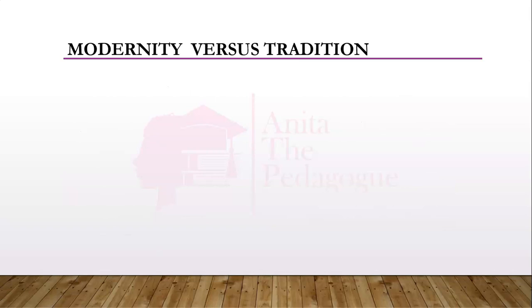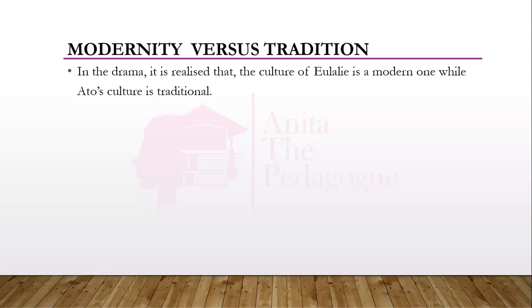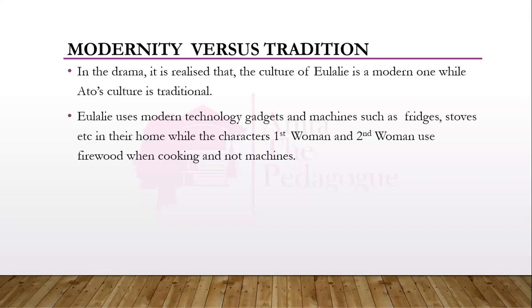This is the theme modernity versus tradition. Now, in the drama, it is realized that the culture of Olele is a modern one, while Atu's culture is traditional. Now we see this when Olele uses technology, gadgets, and machines such as fridges and stoves in their home. But then if we juxtapose this with first woman and second woman, they use firewood while cooking and not machines.